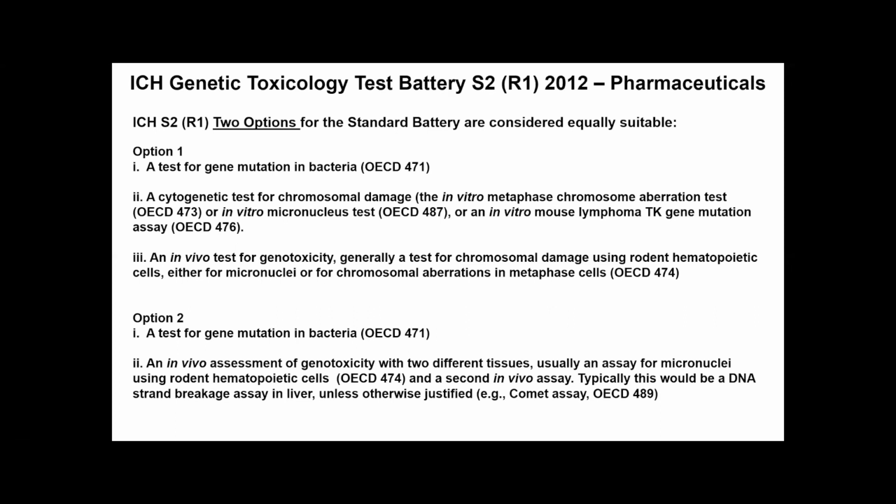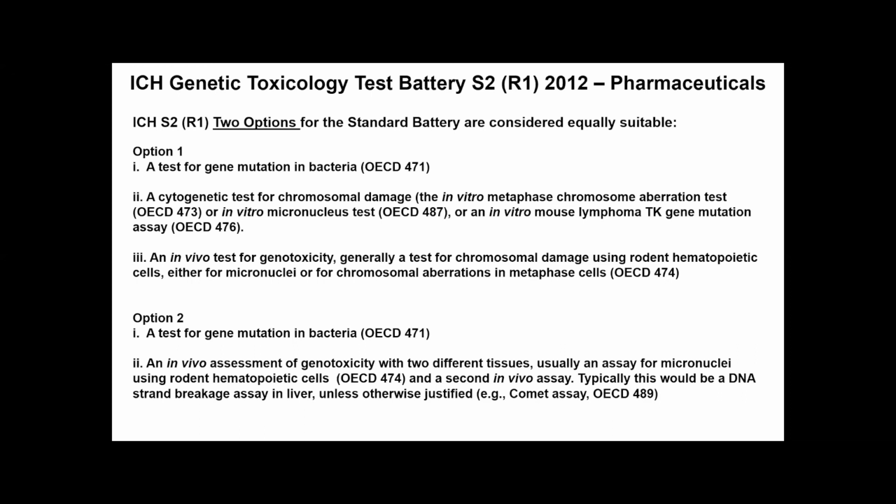They were given two options. Option one includes a bacterial test for mutation in bacteria. That's also referred to as an Ames test. Test number 2 is a mammalian cell test. It's measuring genotoxicity, either chromosomal damage, or in vitro micronucleus, or the in vitro mouse lymphoma assay, which is one of the TK gene mutation assays. It's the only mammalian cell gene mutation assay used in this ICH battery. And finally, you do an in vivo test for genotoxicity, usually a chromosome aberration test.